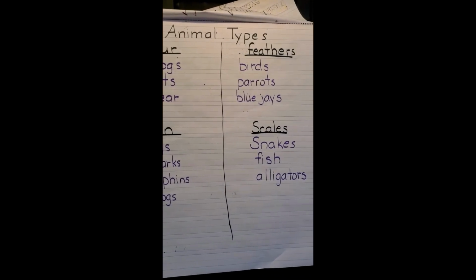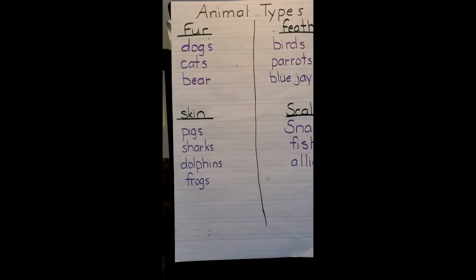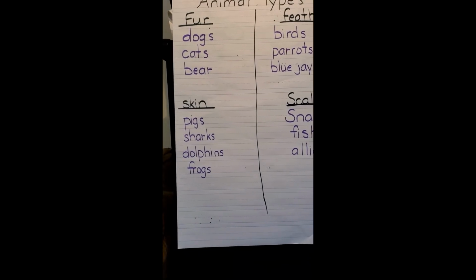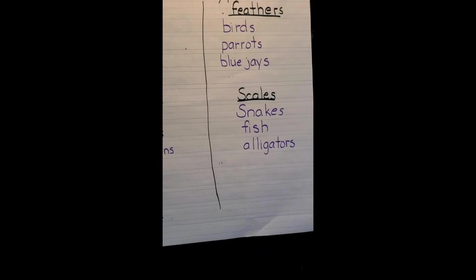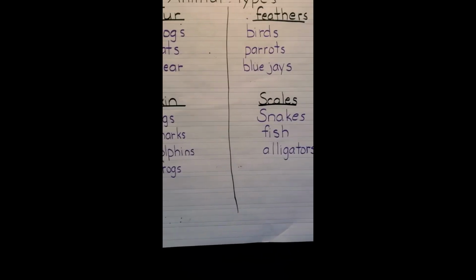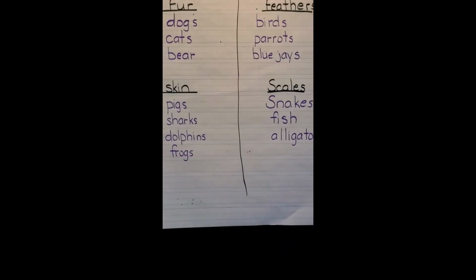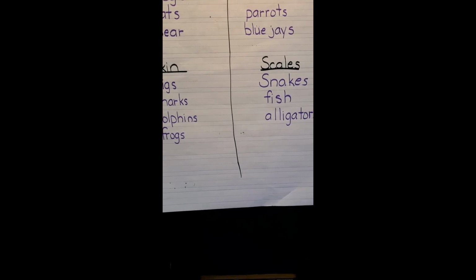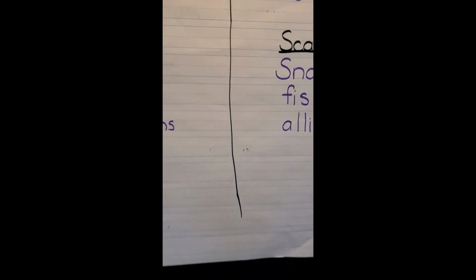We have feathers, which is all the birds, parrots, blue jays, the flamingo. We have skin animals like the pig and shark, frogs, dolphins. And then we have the ones that have scales like the snake and the fish and the alligators. And I forgot to put the shells on there, like the shells we see at the ocean, the clams, the hermit crabs, and the turtles live in a shell.